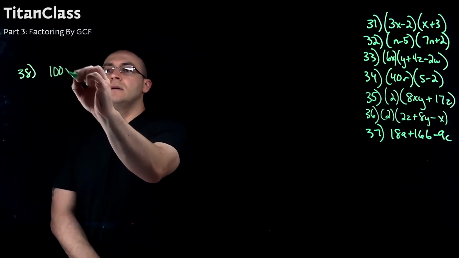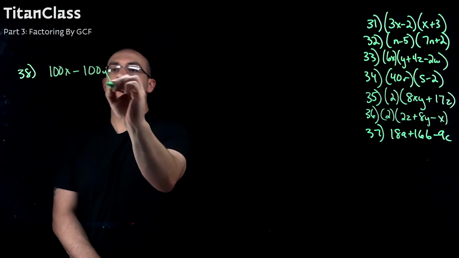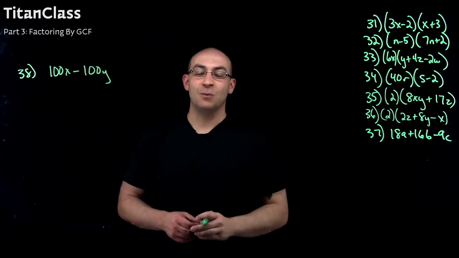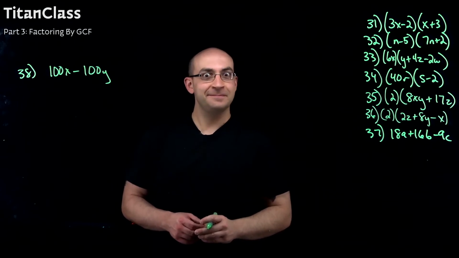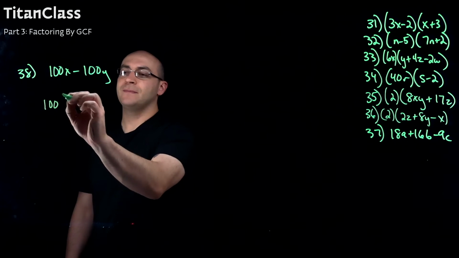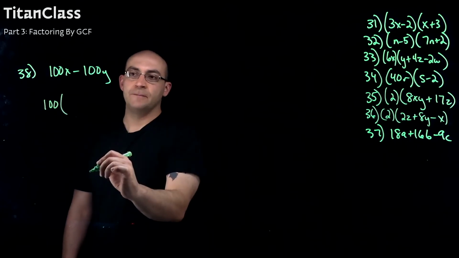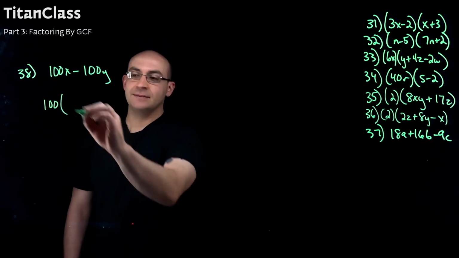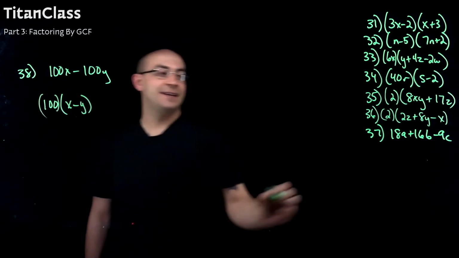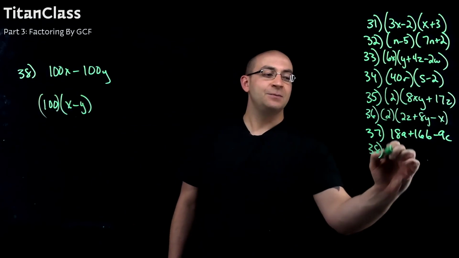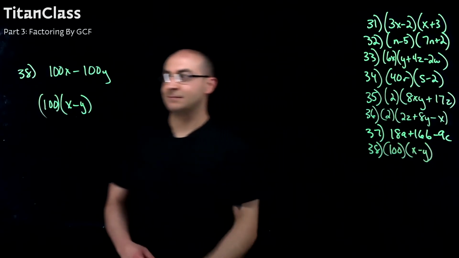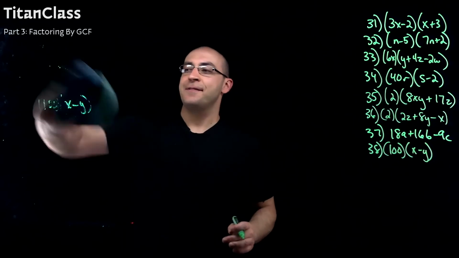100x minus 100y. If you're saying to yourself, wow, it's 100. Good job. It is 100. 100 comes out, but there's an x and a y left over. They're not in common, so I'm going to leave that x and the y inside the parentheses. So for 38, we've got 100 times x minus y. 39.